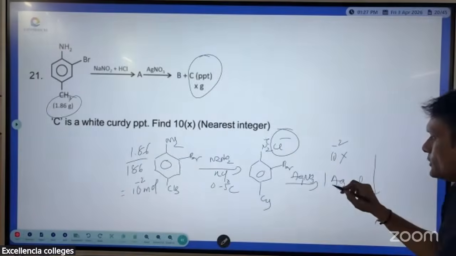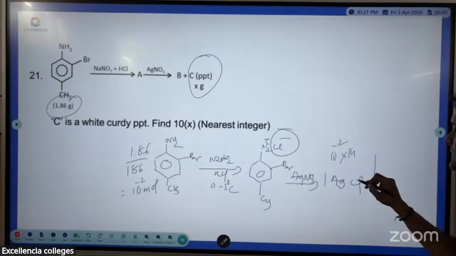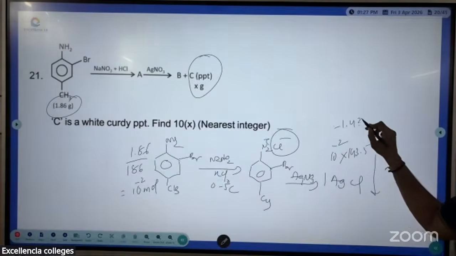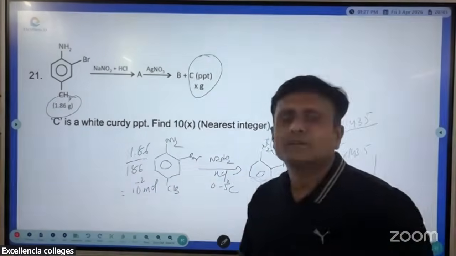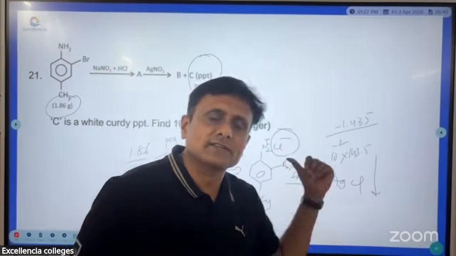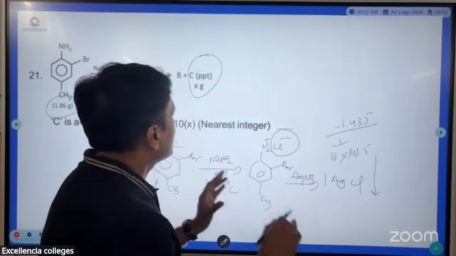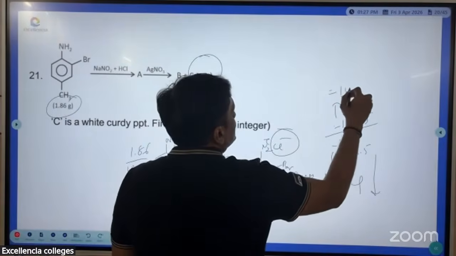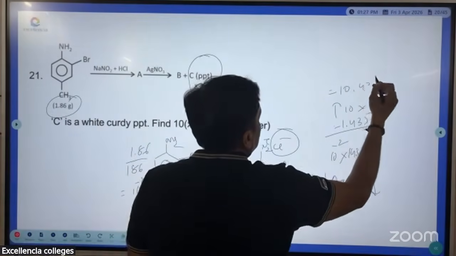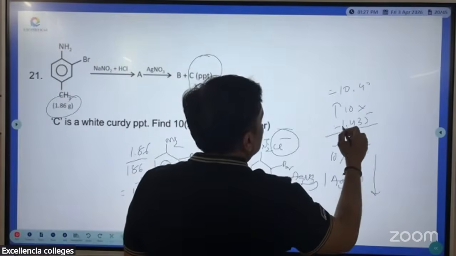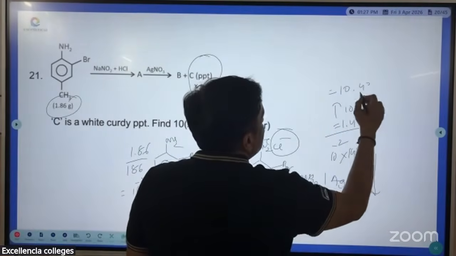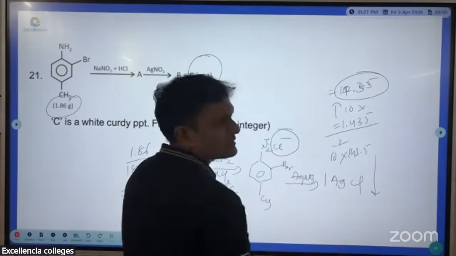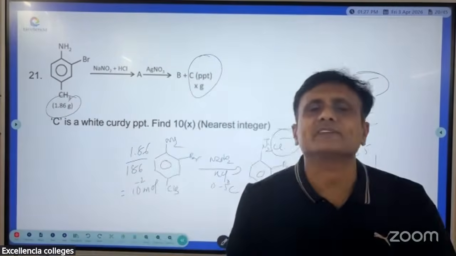When I multiply by the molecular weight, which is 108 plus 35.5, that is 143.5, 1.435 will give me the mass of AgCl. You can see clearly that the mass of AgCl is obtained. This is the X, and when you do 10x, the answer should be 14.35. Simple question, can be done very easily.